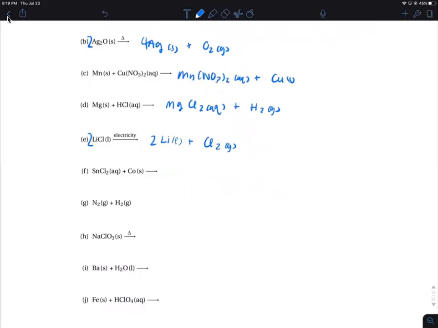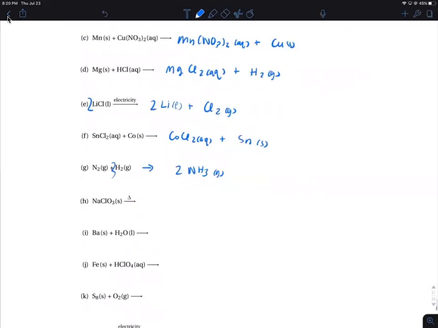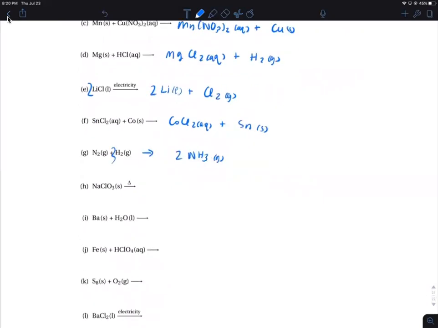For part F, COCl2 plus Sn. And then for part G, it's going to give us NH3, 2NH3. And the 3 goes there. Okay, and then for part H, 2NaCl, and this 2 goes here, plus 3O2.